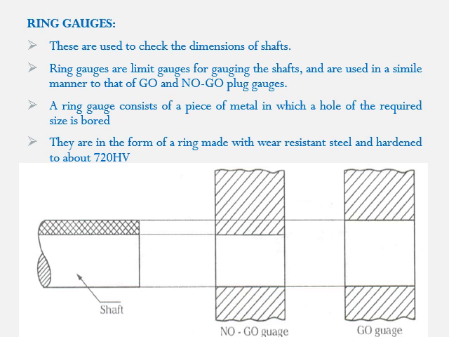Here, as we have seen in the ring gauges also, it can be either a thread gauge or a plain ring gauge to check the diameter of the shaft.